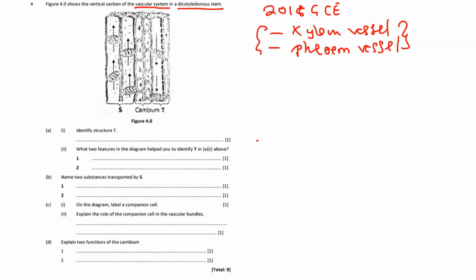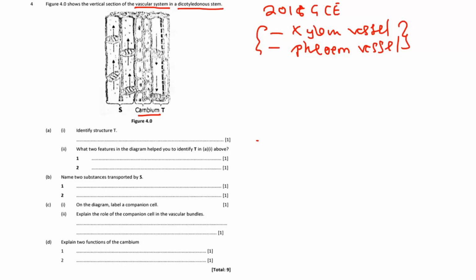Now let us see the question. Identify the structure T. How are we going to identify the structure T? I must admit that this question is also not clear, but I'm going to, by all means, explain so that you understand. Here in between there's a cambium that separates the two. You know that. But there's one here and the other one here.